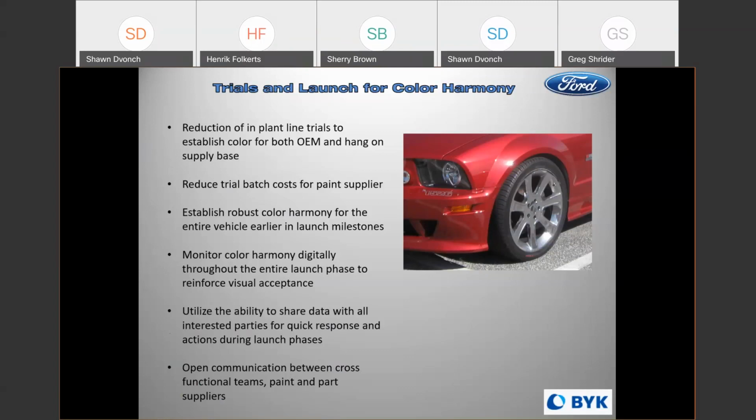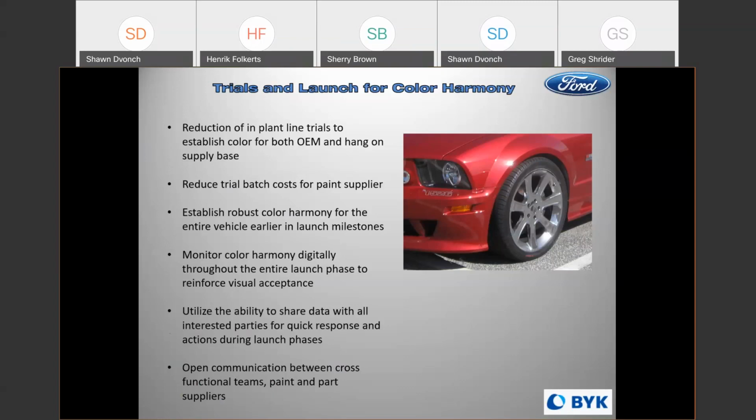One of the key things here is to establish robust color harmony for the entire vehicle earlier in launch milestones. We also have the ability to monitor color harmony digitally throughout the entire launch phase to reinforce the visual acceptance, as well as we utilize the ability to share data with all interested parties for quick response and actions during launch phase. So this is open source data, and we share the data. We use this in our application, VRT meetings, anything that we can do to help improve. We have that data readily available to us.